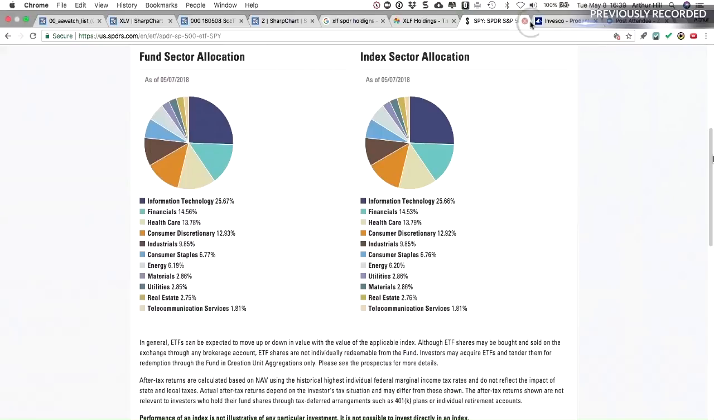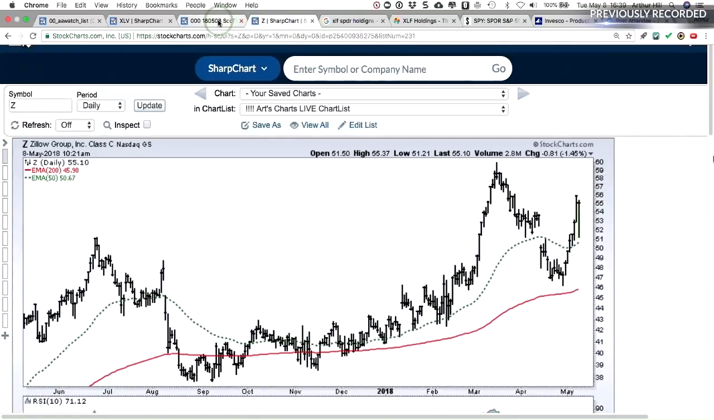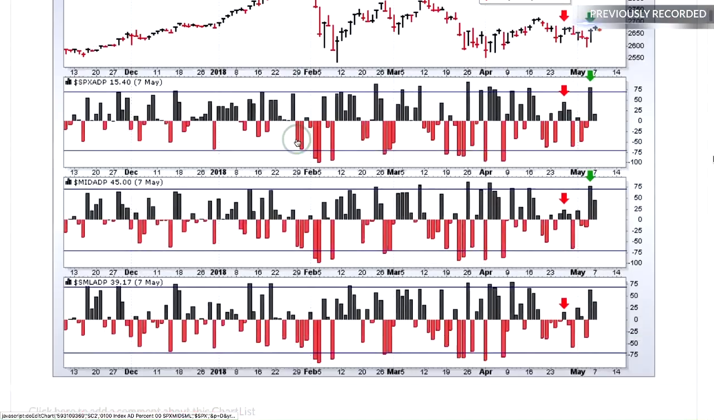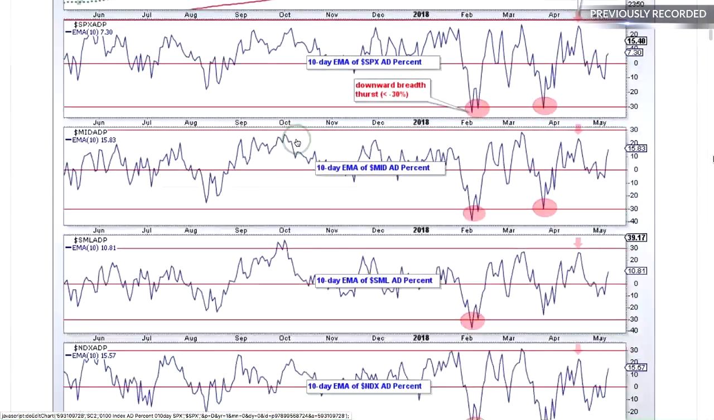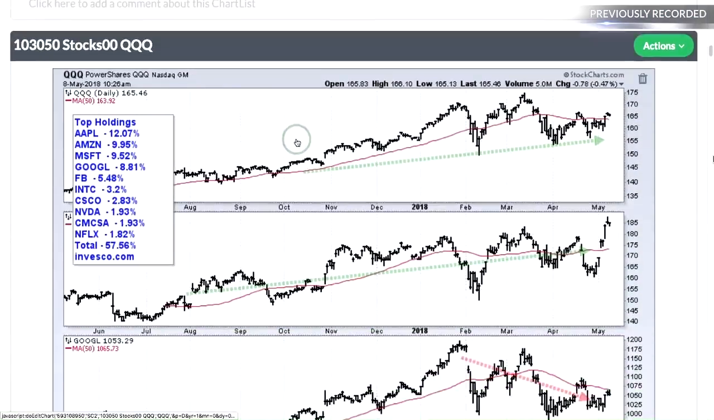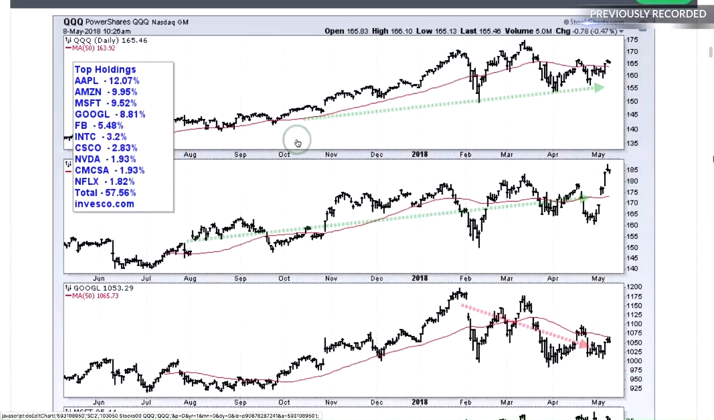All right, now let's look at some charts related to this. We're going to skip Zillow for now. I have to scroll down a little bit. So first we've got QQQ, and I've got the top holdings there for reference on the left. Apple, 12%, Amazon, 10%, Microsoft, 10%, Google, 9%, and Facebook coming in at 5.5%. So right there, you can see something like 45% of the ETF is concentrated in 5 stocks.